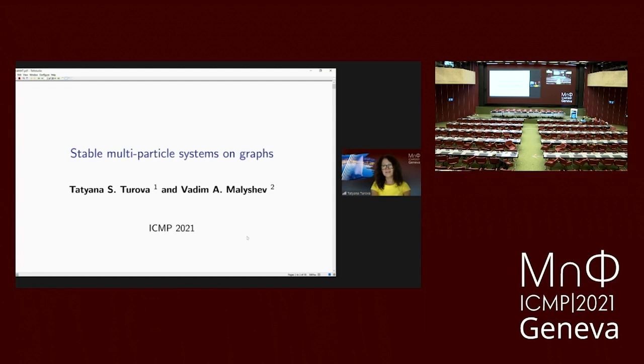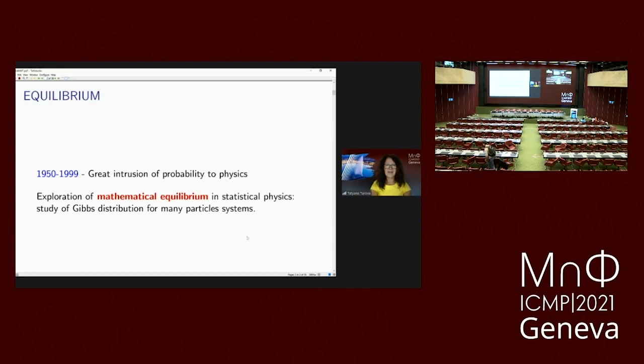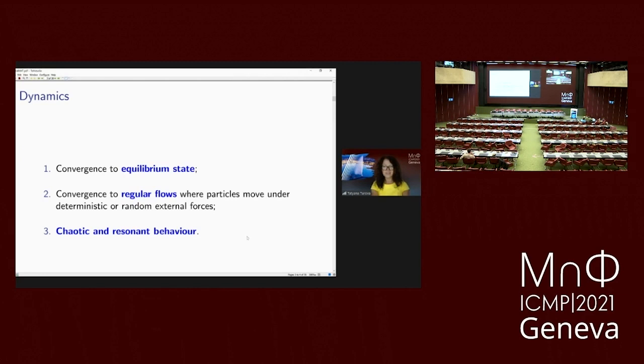So first I would like to say that the second half of the 20th century saw a great intrusion of probability into physics. It was mainly exploration of mathematical equilibrium in statistical physics, and a lot of it was attributed to the study of Gibbs distribution for many particle systems. Observe that Gibbs distribution was often imposed axiomatically. So to move to dynamics, we necessarily come to questions like equilibrium state.